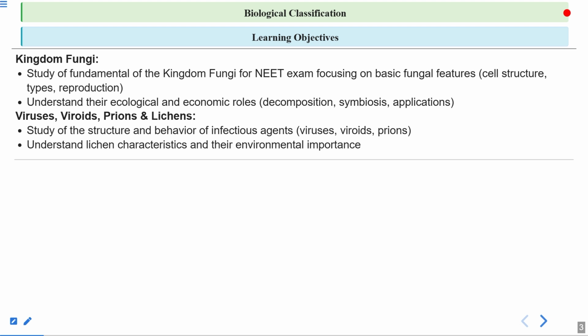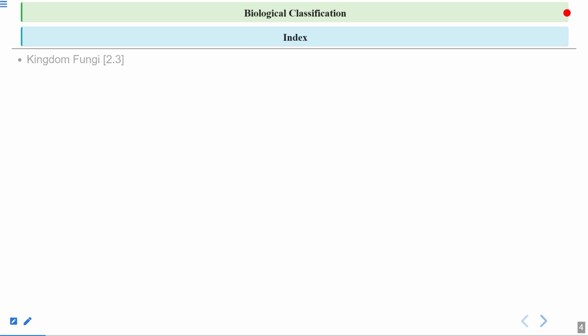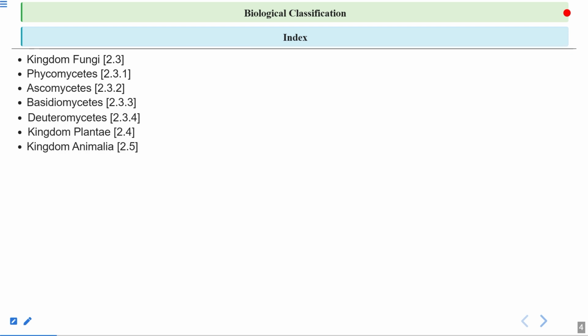So within this topic, we'll study the structure and behavior of these agents which are acellular. So virus, viroids and prions, they are acellular. These are infectious agents. They can cause diseases. And we'll also understand the lichen. What are the characteristics of the lichens and what is their environmental importance? Okay, so we'll talk about kingdom fungi. Within kingdom fungi, we'll talk about Phycomycetes, Ascomycetes, Basidiomycetes, Deuteromycetes. We'll talk about kingdom Plantae, kingdom Animalia, virus, viroid prions and lichens.